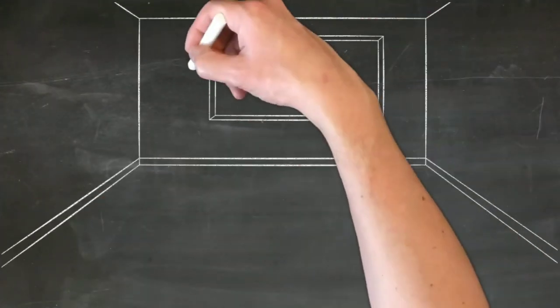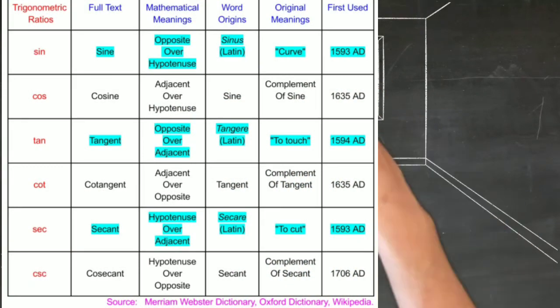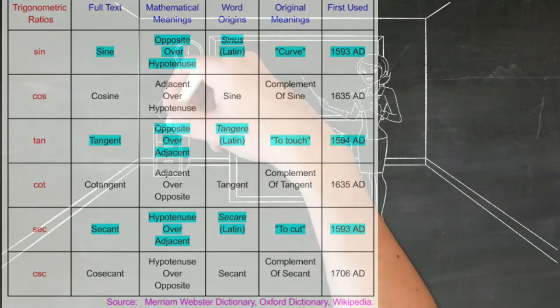Thus we see that three among the six trigonometric ratios were originally taken from the Latin vocabulary, and the rest three are related to them. Hopefully, watching this video has created a clear idea in your mind.